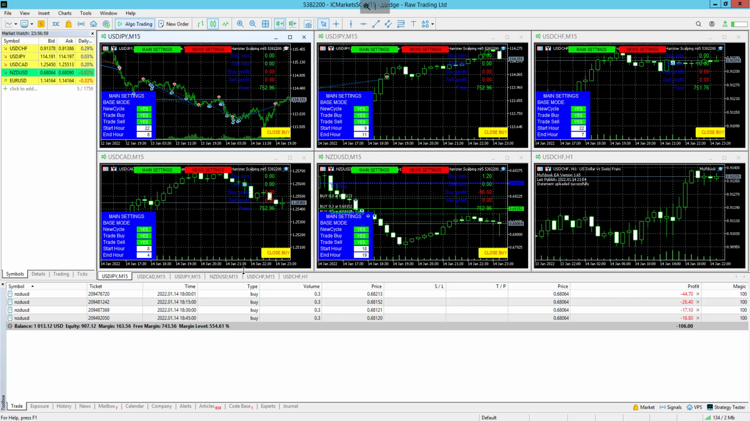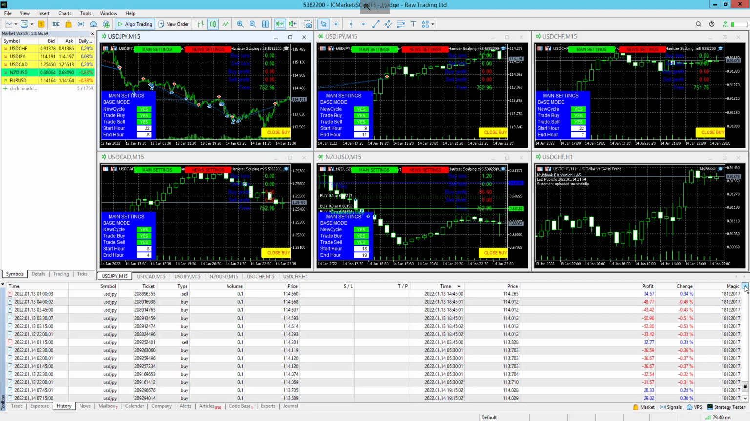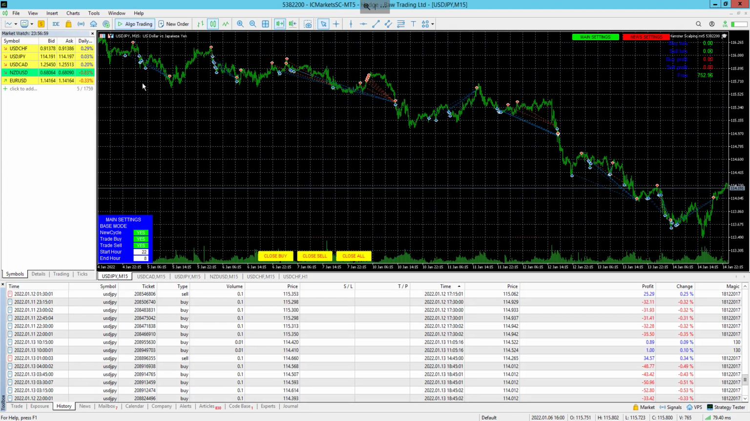So this is our MetaTrader, and as you can see, we took quite a few losses on the dollar yen pair, with some wins there, but overall quite a few losses. And if you look at this, it looks like there's been quite a sustained downtrend, and the trading robot has opened both buy and sell.